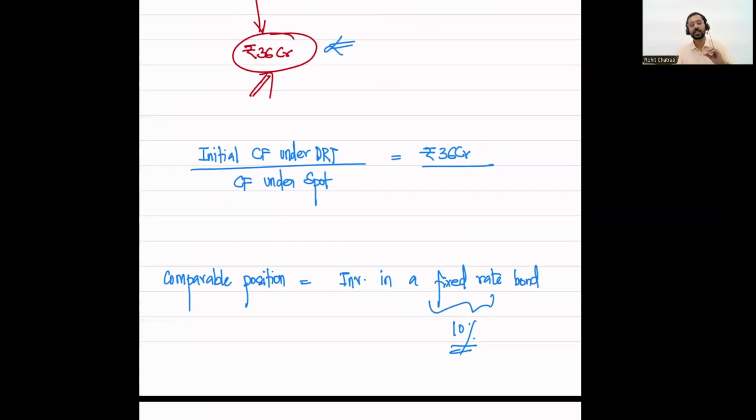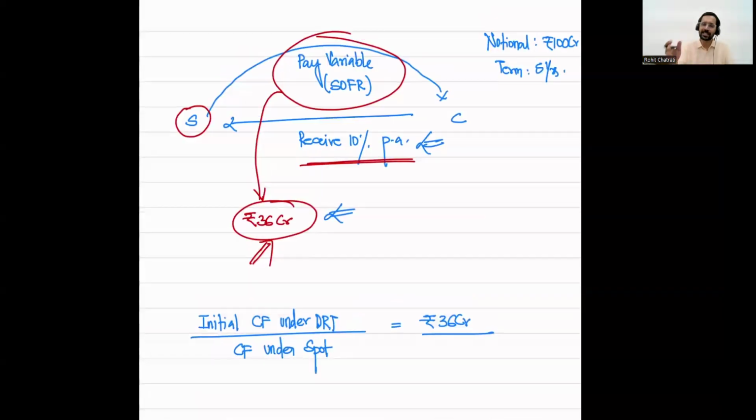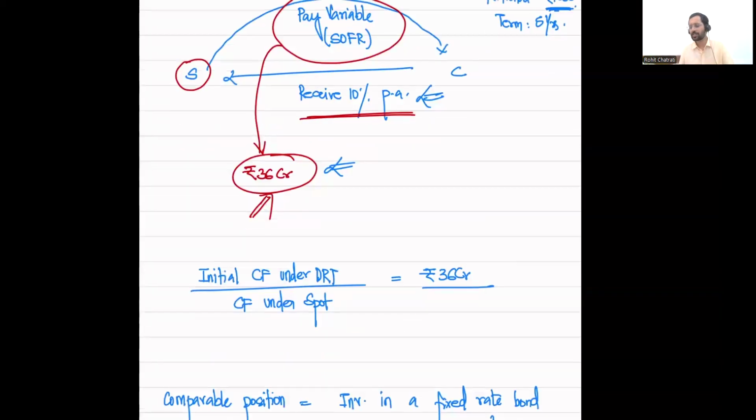Now, for this investment, the outflow that would be required in a spot market would obviously be close to the face value. It will not necessarily always be equal to the face value, but it will be closer to the face value of rupees 100 crores. So I'm considering the cash outflow to be equal to 100 crores.